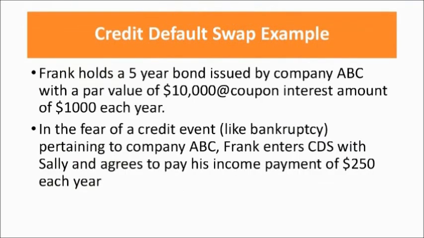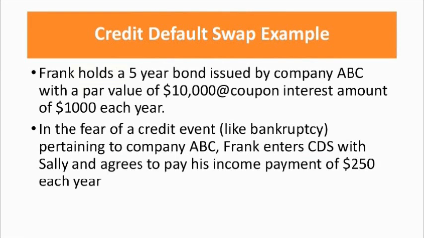So let us see an example here. Frank holds a 5-year bond with some ABC company. So ABC company has issued some bonds for $10,000 and it promised a coupon interest of $1,000 per year. So the ABC company has promised that it is going to pay $1,000 on $10,000 of investment which Frank put in their company.